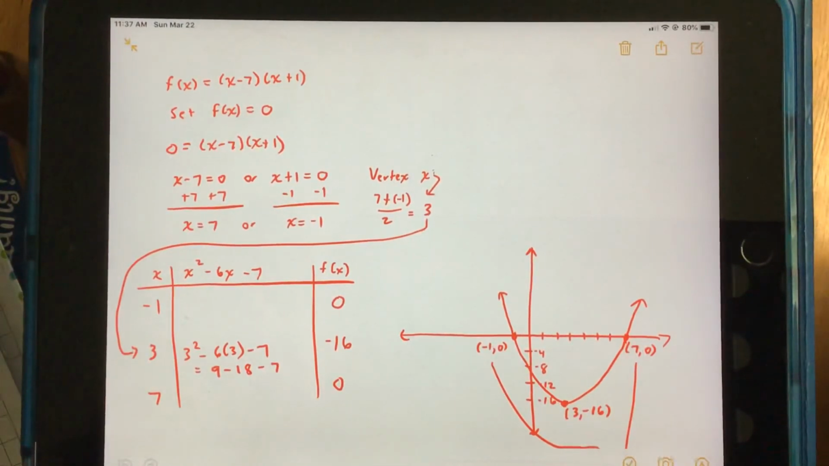And when I have those 3 points on my coordinate plane, I'll see that I have a parabola opening upward, bottoming out at 3, negative 16. My parabola will have a rounded bottom, and it will be in the shape of a V with that rounded bottom. So my parabola opens ever wider.